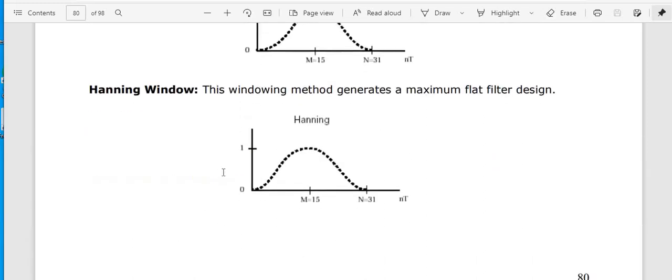Next is the Hanning window. The Hanning window is used to generate a maximum flat filter design. For flat kind of filter designing, this Hanning windowing technique is most preferable. So till now, how many types of windows have we learned, students?